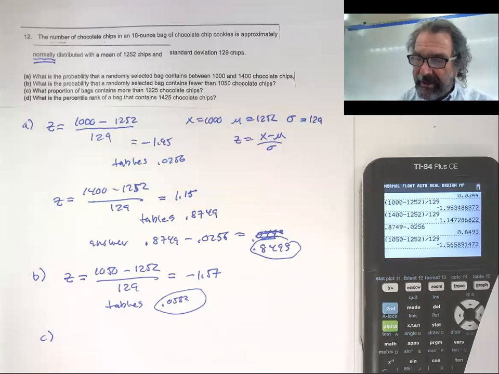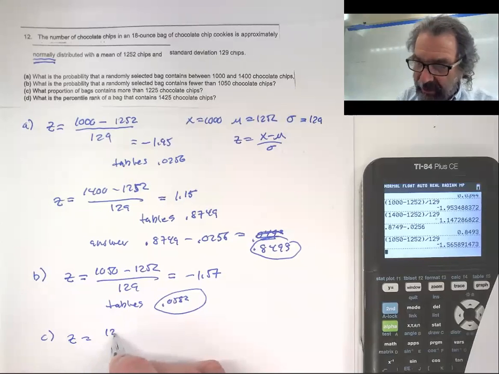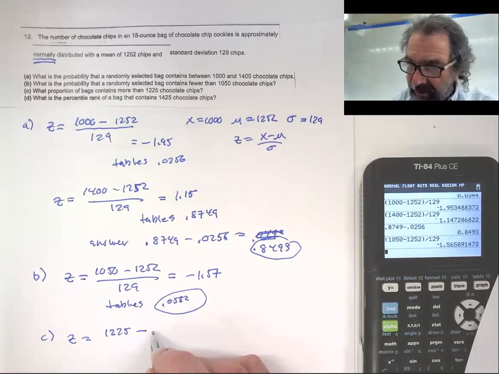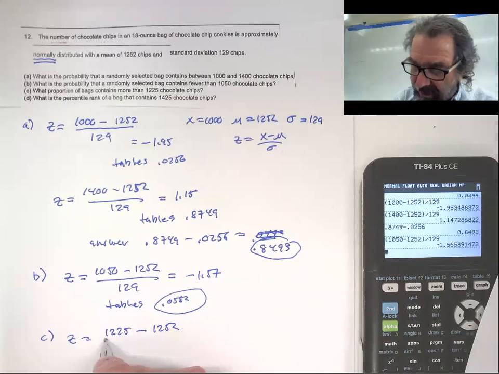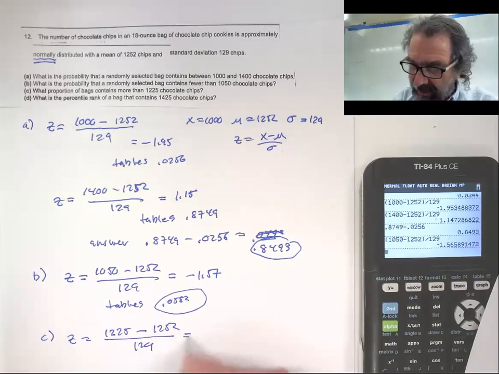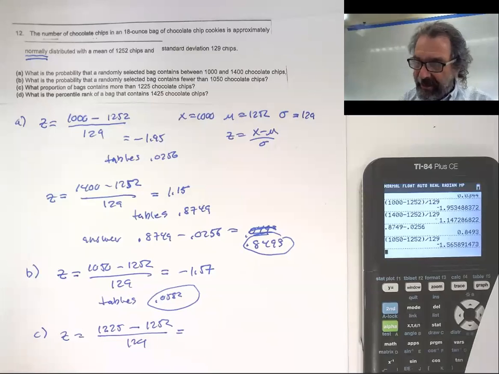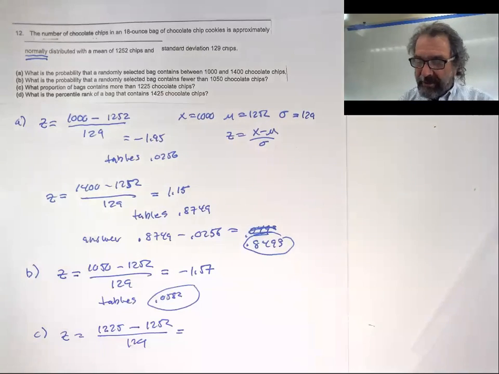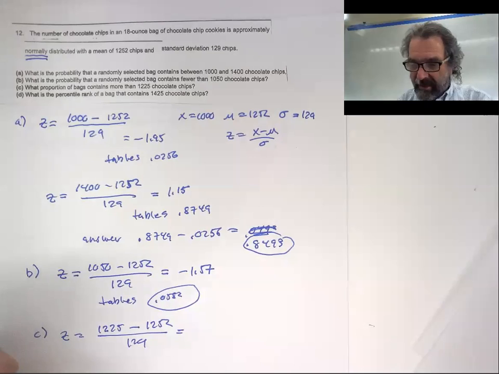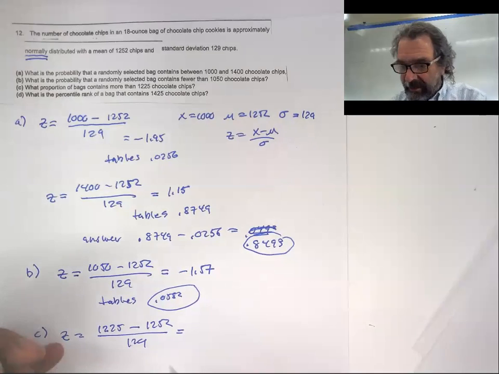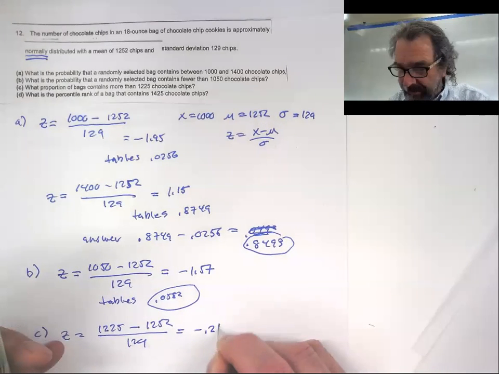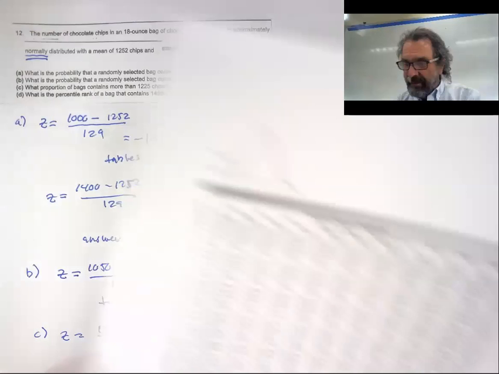That's the same as the probability a given bag would have more than 1225. Same kind of calculation. 1225 minus the mean, 1252, over the standard deviation, 129. That's pretty close to the mean. So more than is going to be pretty close to a half. This is a little bit under the mean, so it's a little more than a half. We're going to get a z that's a little bit negative. So it's 1225 minus 1252 divided by 129, so minus 0.21. And then we go to the tables, minus 0.21.